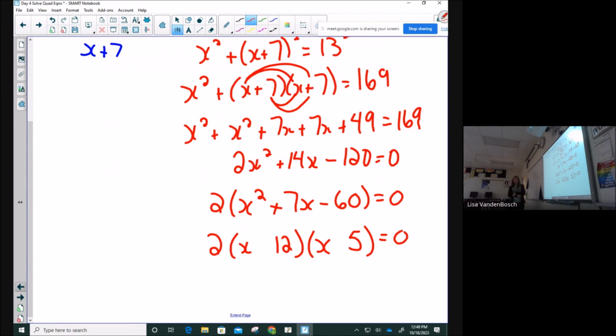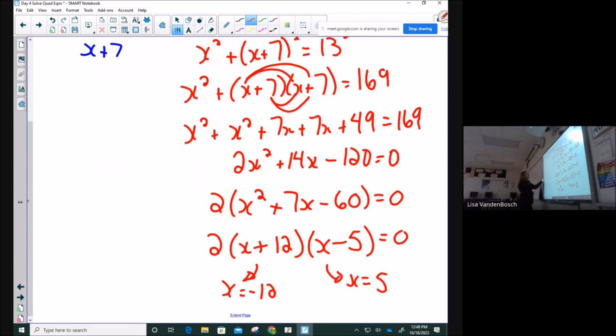So what are my signs? Positive 12, negative 5. We know they multiply to a negative, so that means one of each. You're giving your bigger number this sign, so that's why the 12 gets the positive and the 5 gets the negative. Okay, so what are my two roots? Negative 12.